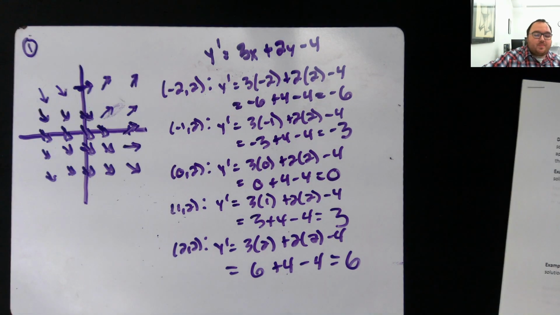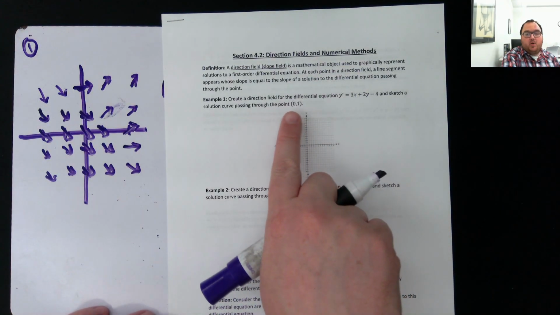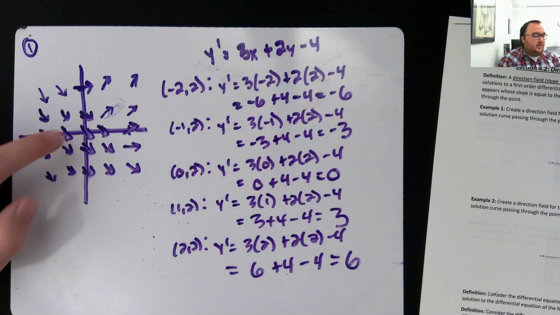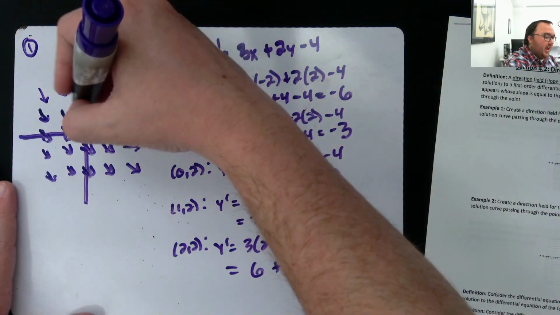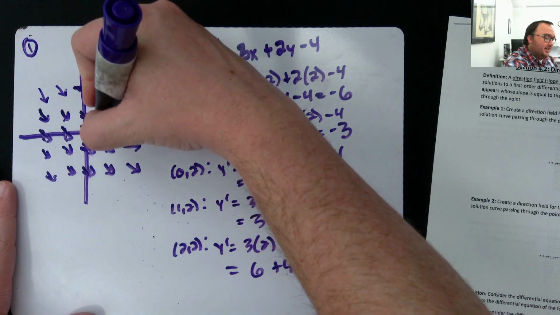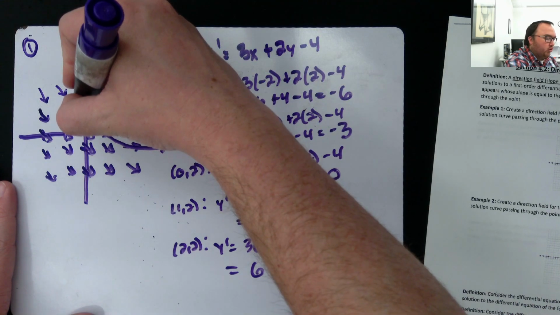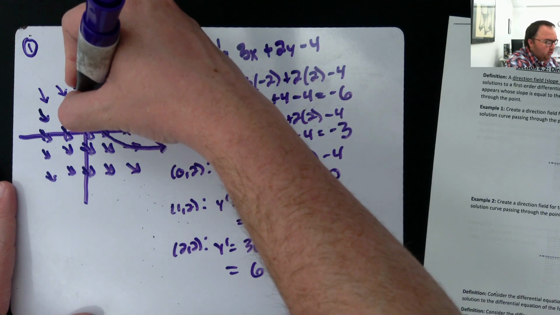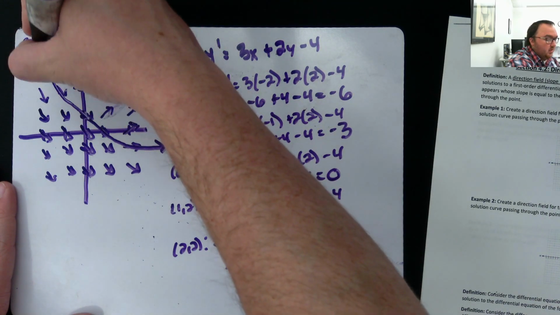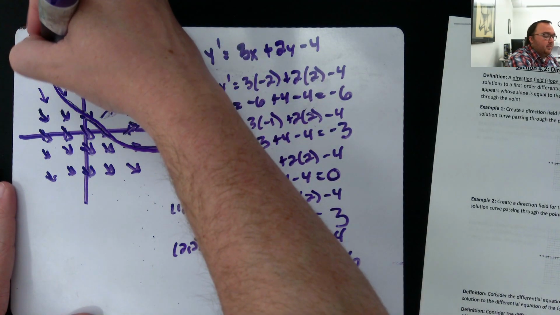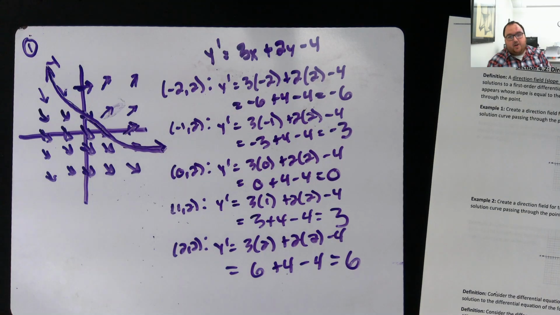Here's why. The second part of this asks you to draw a curve passing through the point 0, 1. So what this means is I can start at the point 0, 1 and follow my lines, and it's going to give me an approximate curve. So this is the approximate graph for y. That's why I care about this.